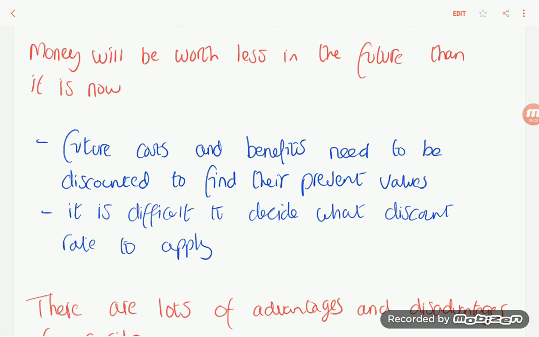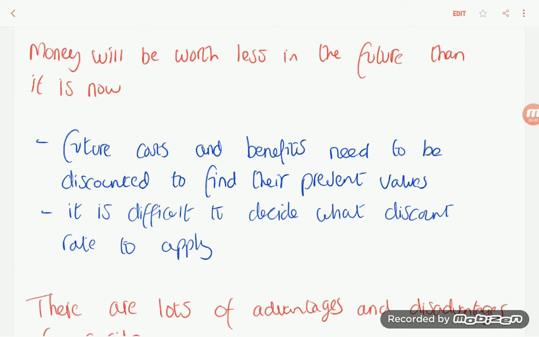Some people prefer to use low discount rates. For example, this might encourage investment now, and they'll see this as a good thing for economic growth. Others prefer to use high discount rates, as this might reduce the amount of investment now, for example, to help slow down economic growth and protect the environment.